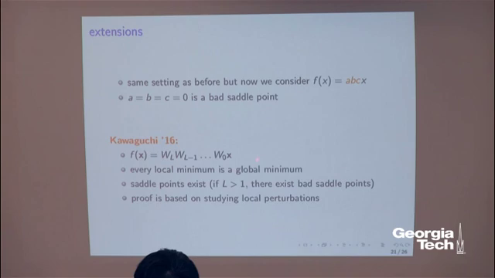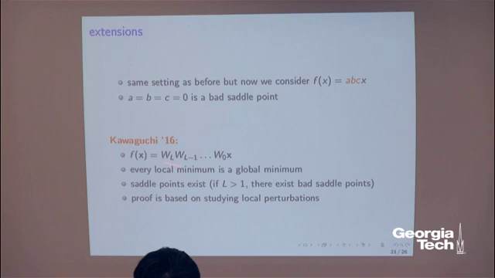So what he did is he looked at functions that can be written as a neural network with linear activation functions. So if it's linear, it just doesn't play a role anymore, right? So it's just multiplication of matrices, and it's just a generalization of that. And what he shows is that every local minimum is a global minimum, which is a great thing. Okay, so there are no bad local minima.